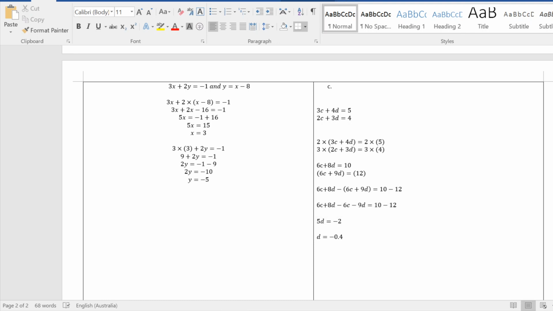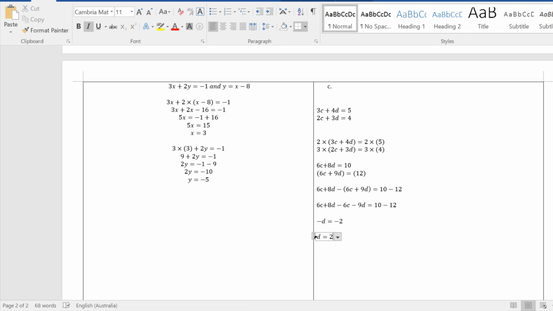Now, again, following our pattern down, 6C minus 6C is still going to eliminate itself. 8D minus 9D is actually going to be -1, or just negative D, I should say. From there, the negatives cancel out. We're going to end up with D is just equal to 2, using the process that we did before.